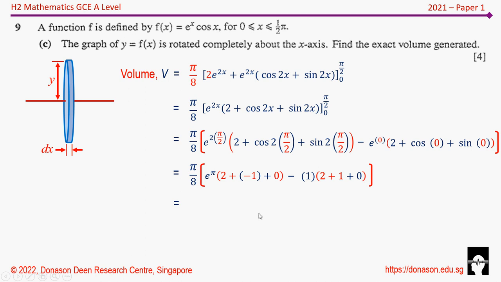Now all that is left for us to do is to simplify. So we've got pi over 8, and we have e to the power of pi. 2 minus a 1 is going to become 1. 1 times e to the power of pi is simply going to become e to the power of pi, minus 2 plus 1 is a 3. 3 times 1 is a 3. So it is just a -3. So that is the simplest that we can bring it to, and we can rewrite it as pi over 8 times e to the power of pi minus 3, over 8 unit cube. And that is the exact volume generated when the graph is rotated completely about the x-axis.